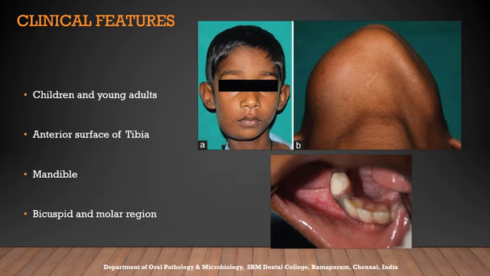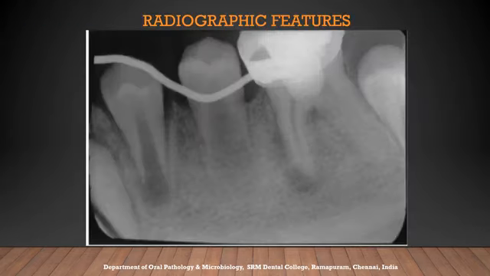Clinical features: it commonly affects children and young adults, usually before the age of 25 years, and the anterior surface of the tibia is frequently affected. In the oral cavity, the mandible, especially the bicuspid and molar region, is commonly affected. The maxilla is seldom affected, and the exact reason is not known. The patient will come to a dentist with a complaint of toothache or pain in the jaw, along with a bony hard swelling on the outer surface of the jaws. Intraoral radiograph will often reveal the carious tooth adjacent to the bony mass.